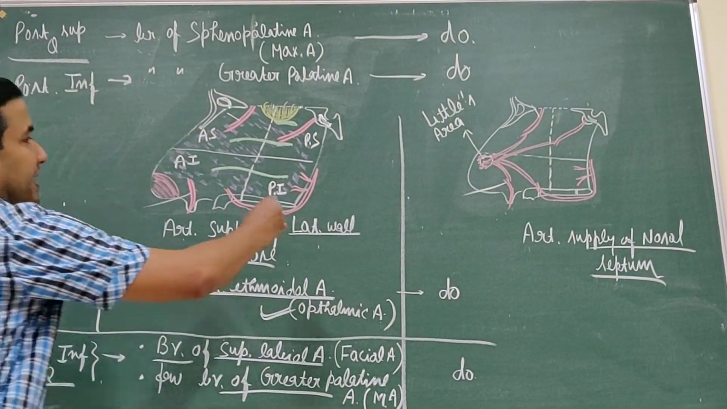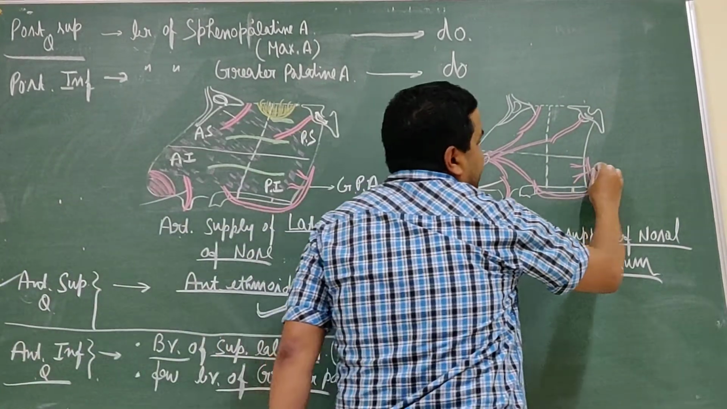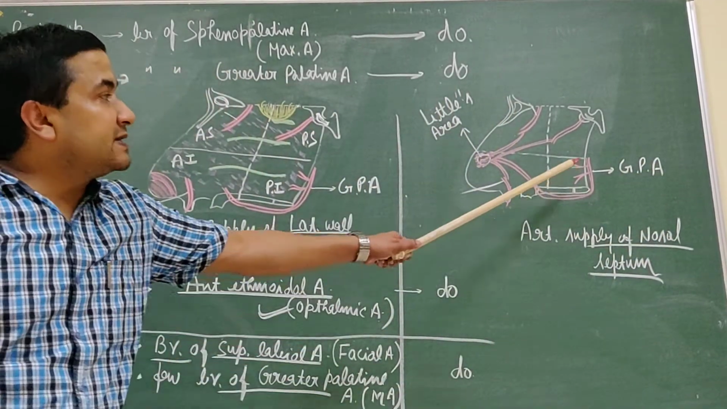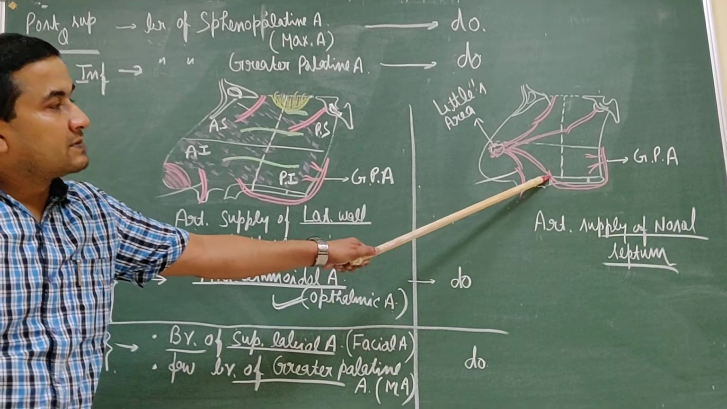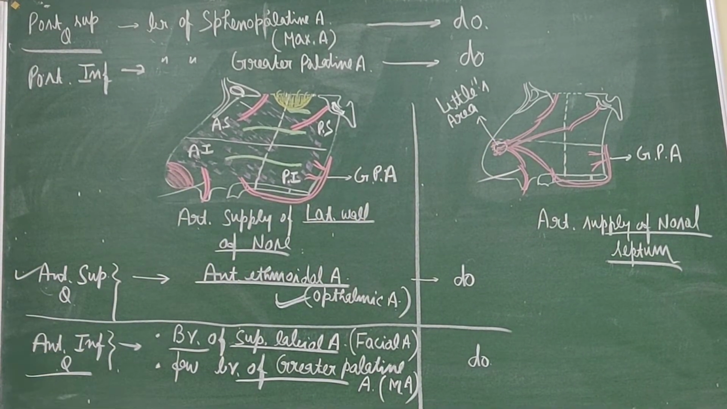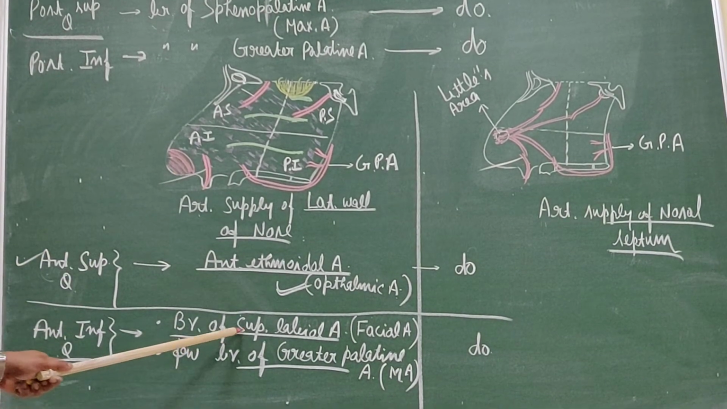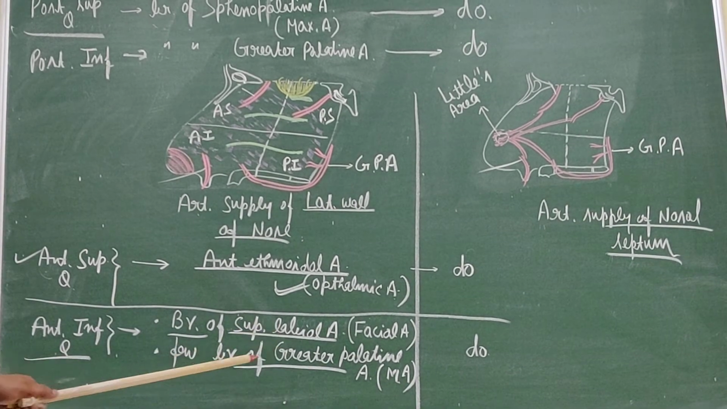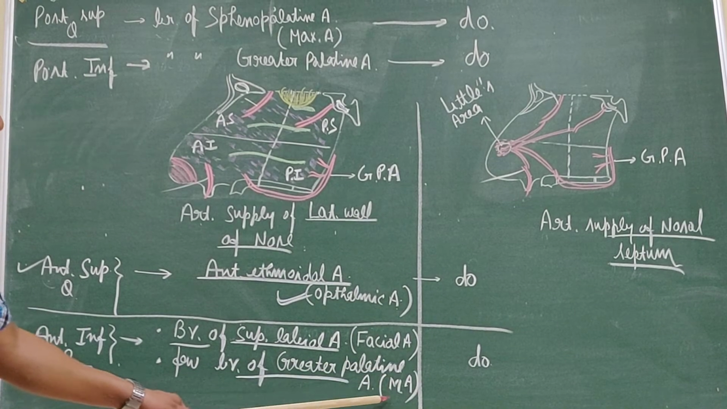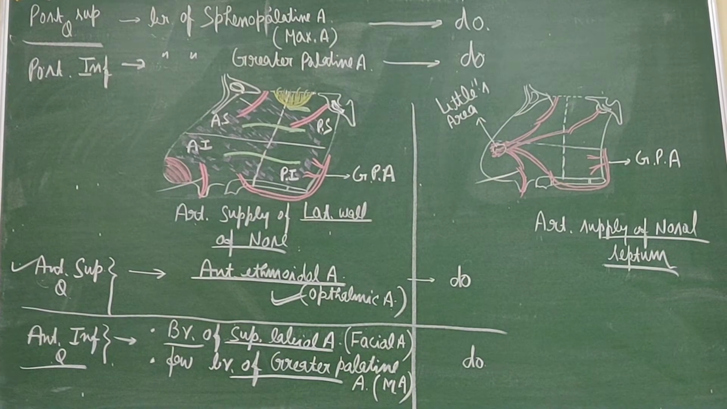and it receives a few branches from the greater palatine artery. This greater palatine artery, a branch of the maxillary artery, and its branch also supply the anteroinferior quadrant. So the anteroinferior quadrant's chief branch is the superior labial artery, with a small contribution from the greater palatine artery, which is a branch of the maxillary artery. Maxillary artery is a branch of the external carotid artery.